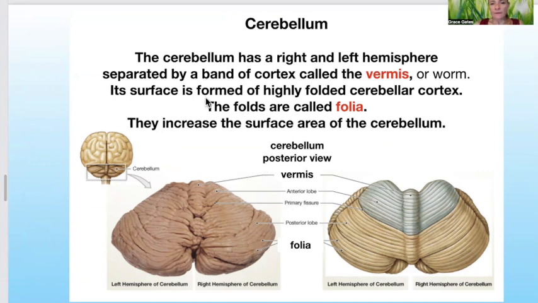The surface of the cerebellum is formed of highly folded cerebellar cortex. The folds are called folia, and you could think of them as little tiny gyri and sulci. They're just itsy bitsy folds. And they're there for the same reason that the gyri are there, to increase the surface area of the cerebellum, just the way that the gyri and sulci increase the surface area of the cerebrum.